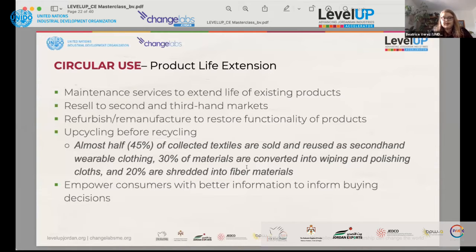The idea here is that upcycling is always a more circular approach than recycling, which is to retain the value of the product as close to or at exactly the same level as when that product was used by the customer. So again, going to textiles, you see that 45%, for example, are sold and reused as second wearable clothing. That is very close to its original value. But you also see that 30% of materials are converted into wiping and polishing cloths. So that is converting the materials into something that is of less value and that will keep cascading down to the point where it reaches fiber materials, and those have very little value.